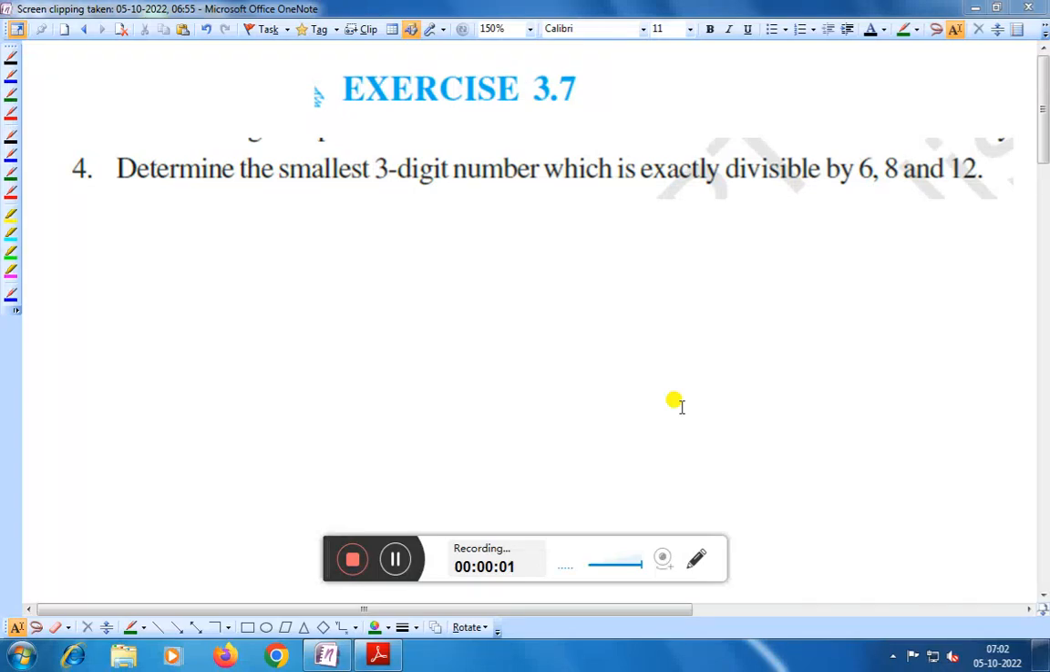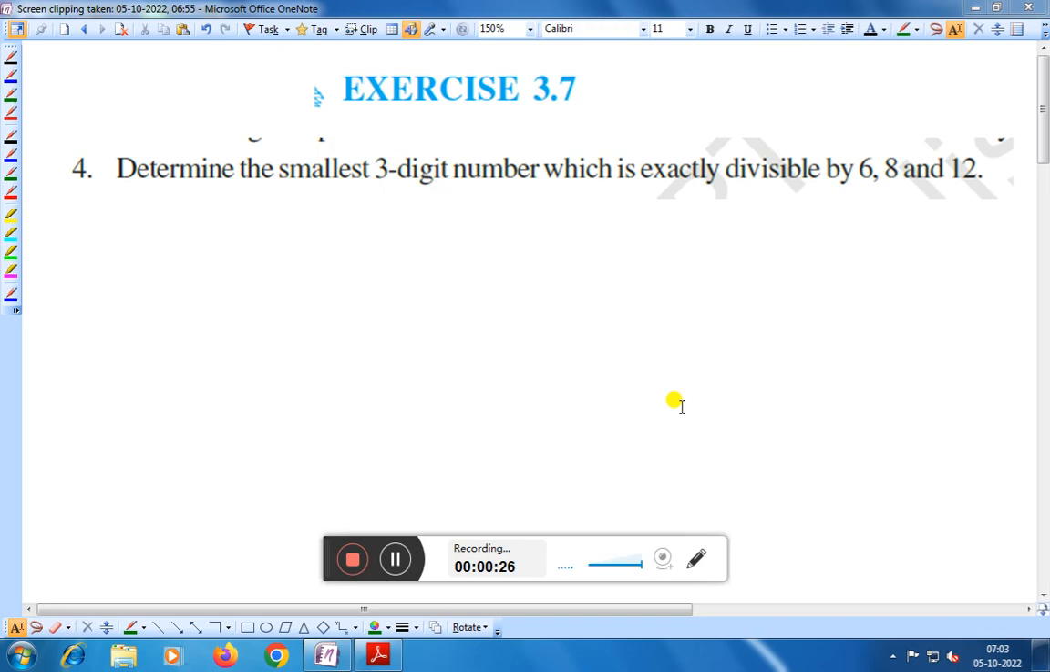Hello friends, today we shall discuss exercise 3.7, question number 4. Determine the smallest 3-digit number which is exactly divisible by 6, 8 and 12. That means we have to find the LCM of the numbers 6, 8 and 12.